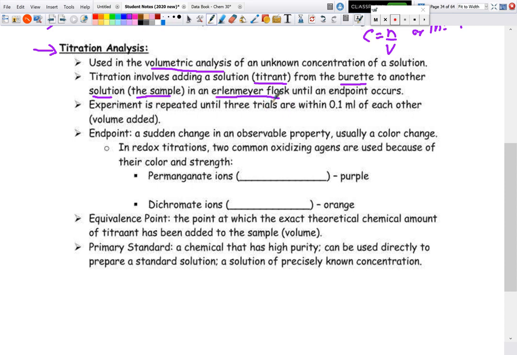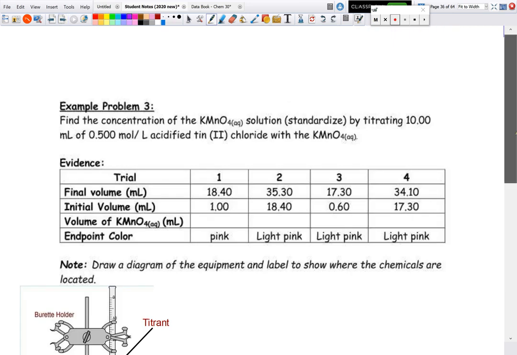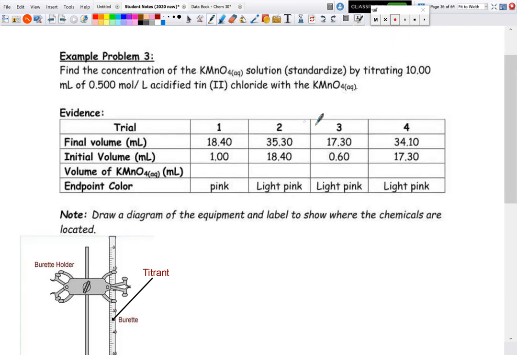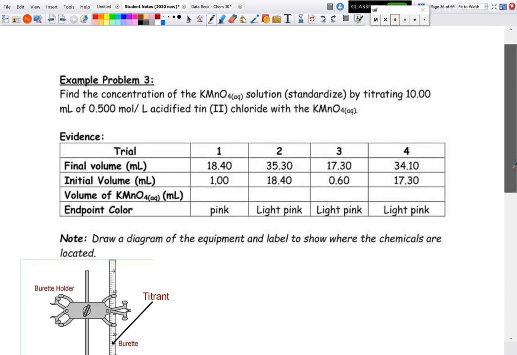I'm going to show you a diagram of how this looks if you forget what everything is in a bit. We keep adding the titrant until an endpoint occurs, and that is the color change. Normally with titrations we repeat until we get 3 trials within 0.1 milliliters of each other. So we do multiple. Depending on the question, we might get one that has multiple trials, like the one we're going to look at right here, where we have to find our 3 best.